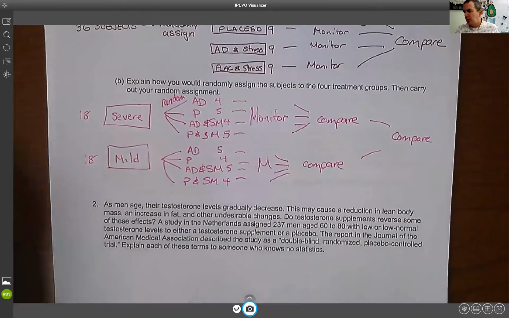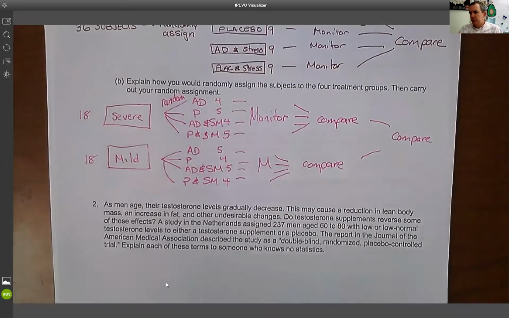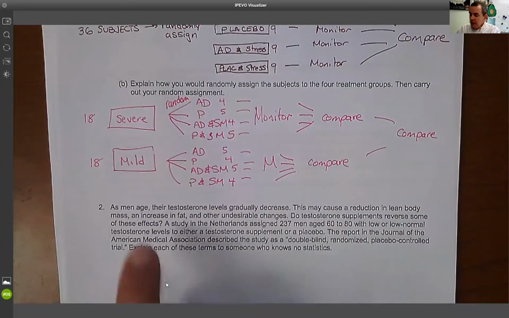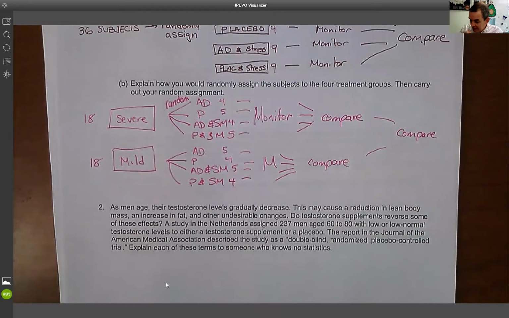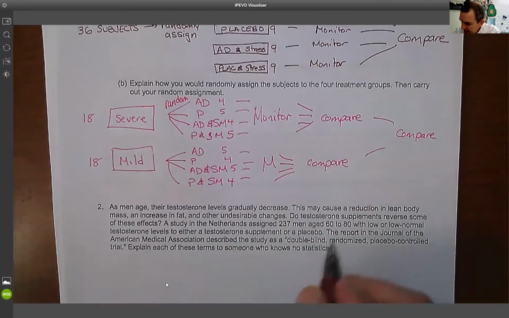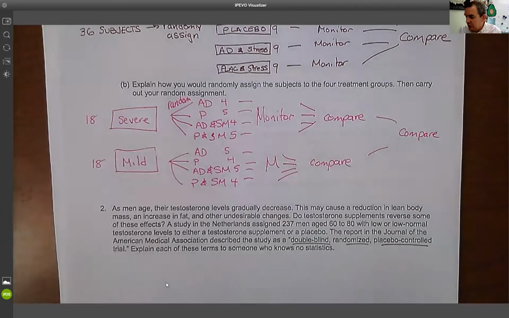Let's talk about another one of the examples. So again, let me just look at this problem. We're going to talk about this beginning of class. It's a little bit of a review, so it'll be kind of a repeat if you've already been in class. As men age, the testosterone levels gradually decrease. This might cause a reduction in lean body mass, an increase in fat, and other undesirable changes. Do testosterone supplements reverse some of these effects? A study in the Netherlands assigned 237 men aged 60 to 80 with low or low normal testosterone levels to either a testosterone supplement or a placebo. The report in the Journal of American Medical Association described the study as double-blind, randomized, placebo-controlled.